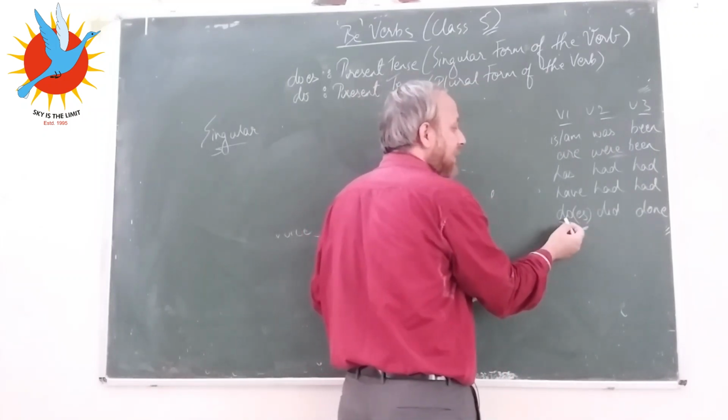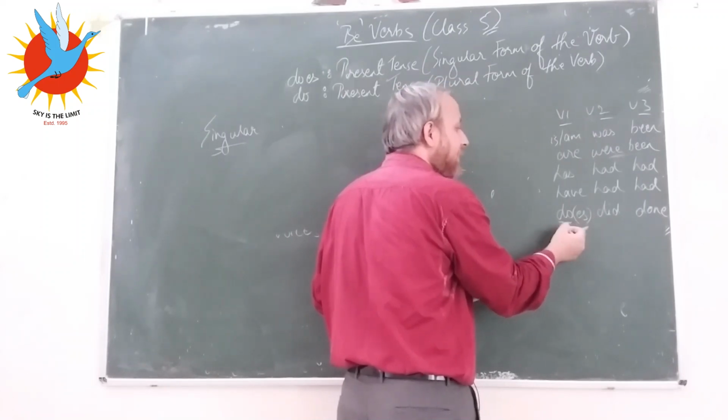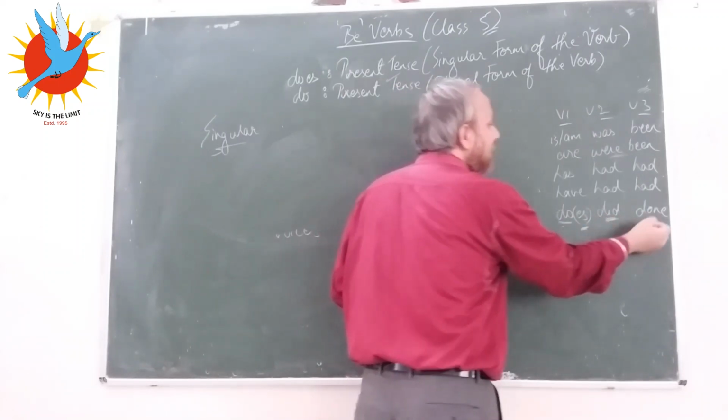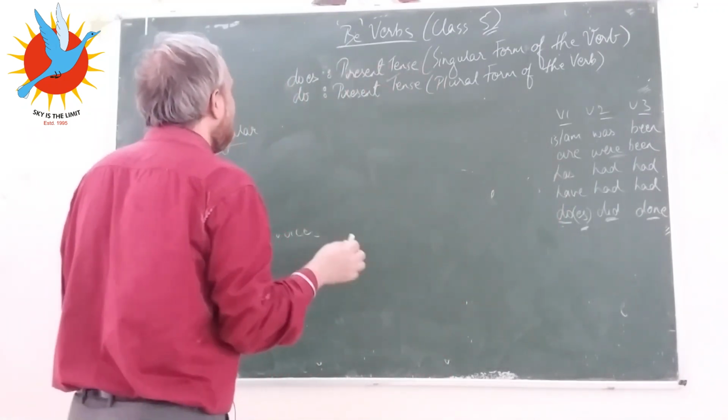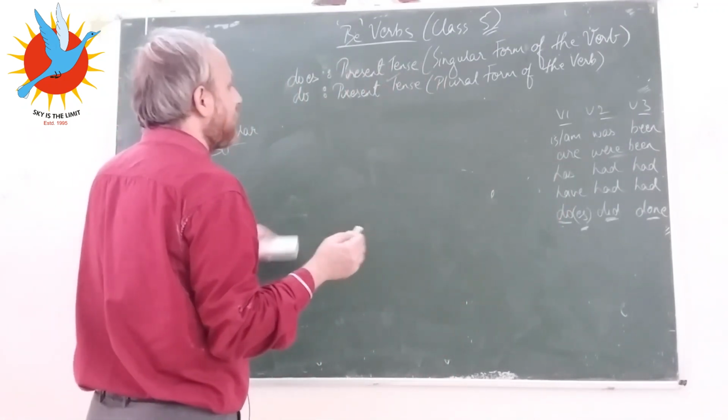Okay, so the past tense of do or does is what? Did. And this is the past participle form. You needn't bother about that right now. Okay, so let's see how it works with subject pronouns.